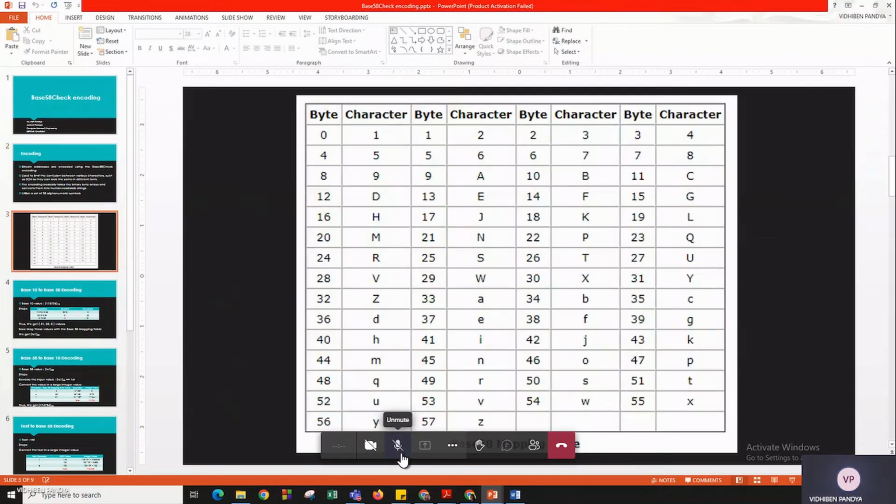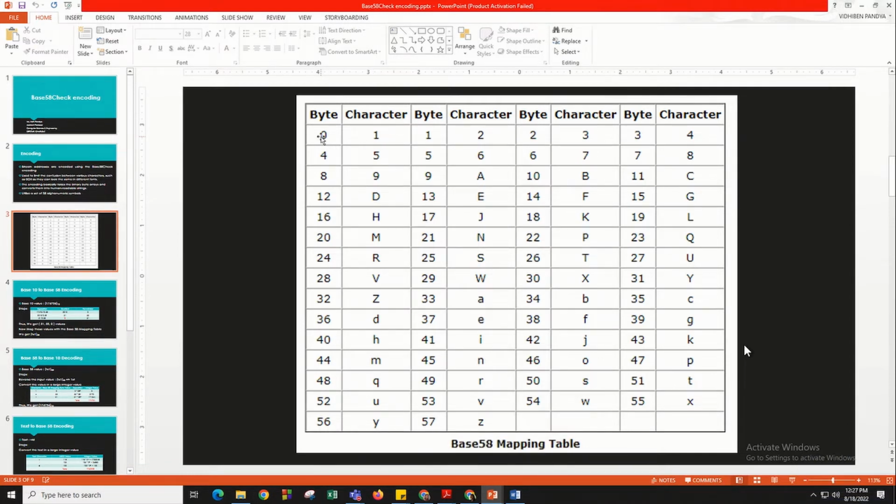Yes, ma'am. Okay. So this is the table of mapping between the byte value and the character. As I mentioned, 0 is removed from the character set, so we start with 1. So 1 will be represented as 0 byte. When we encode, wherever 1 comes, we understand it as 0. Wherever 2 comes, we understand 1. This is how the whole mapping is done. First 1 to 9 are written. After that it starts from A, capital A to Z.